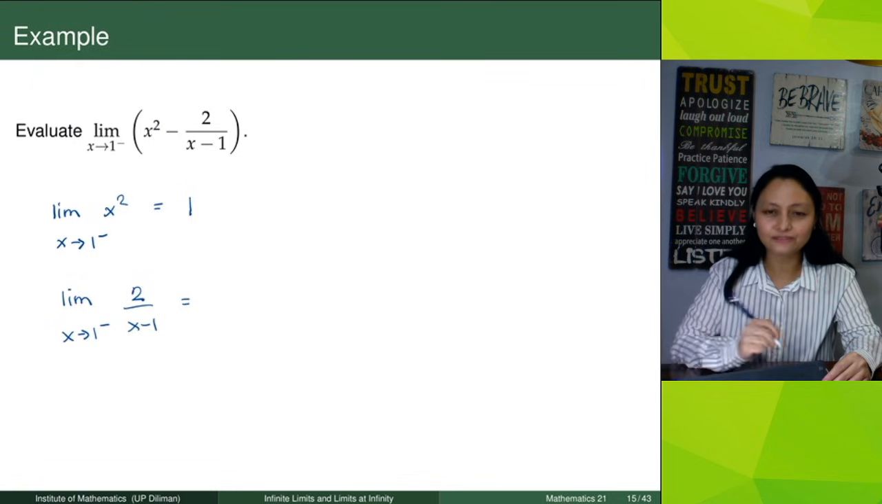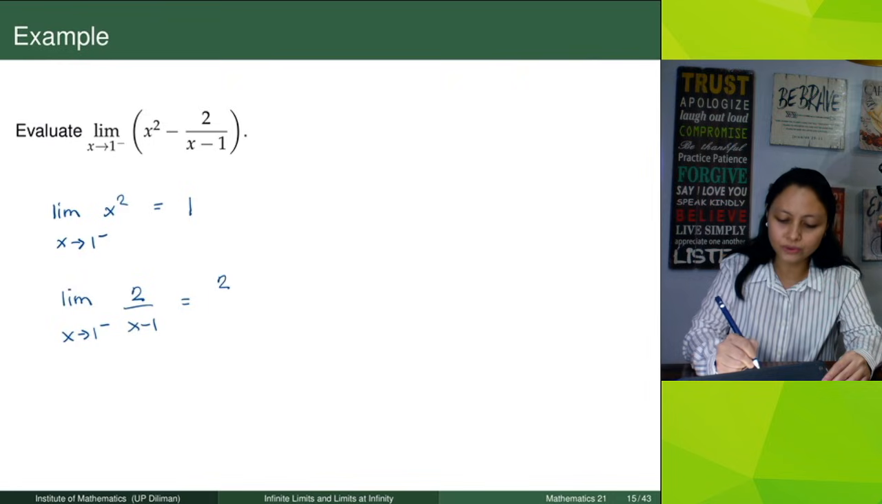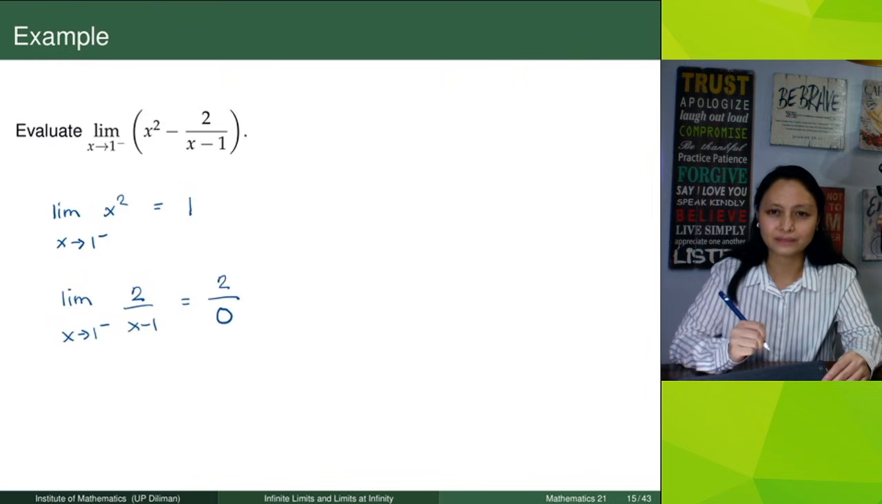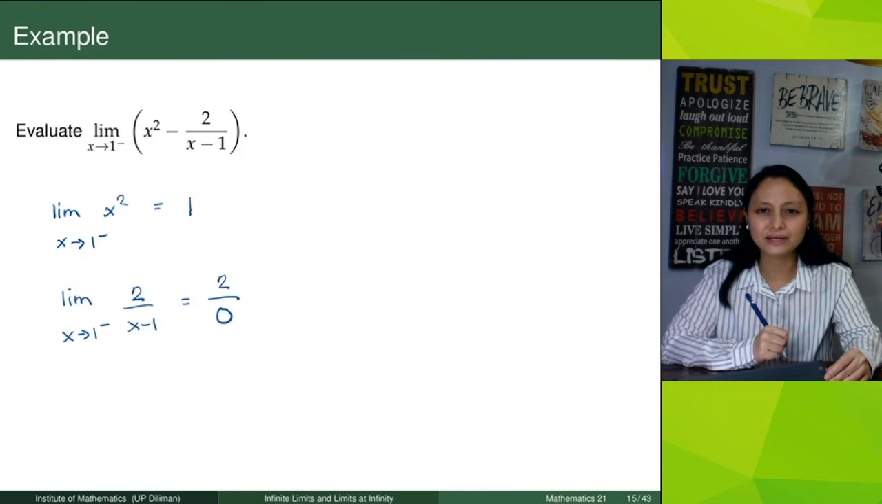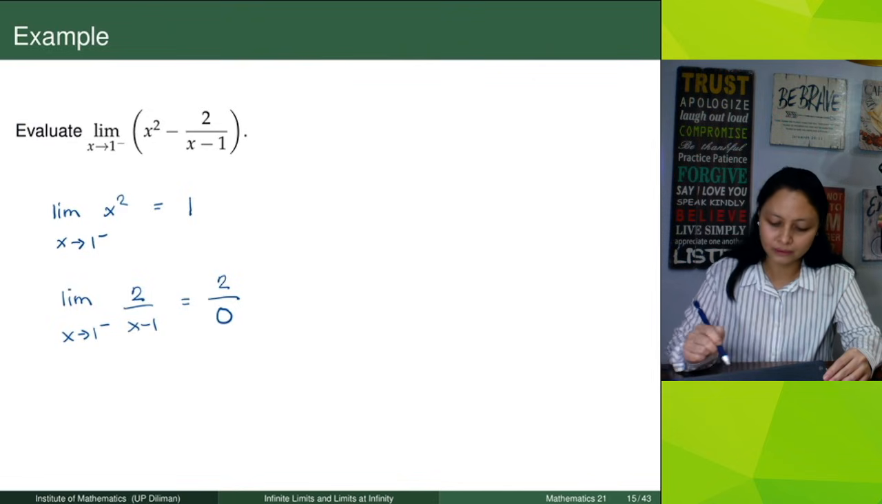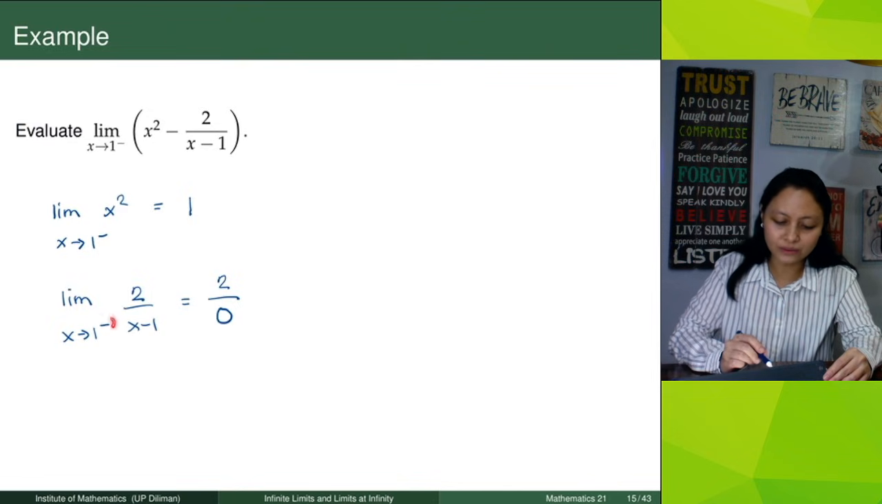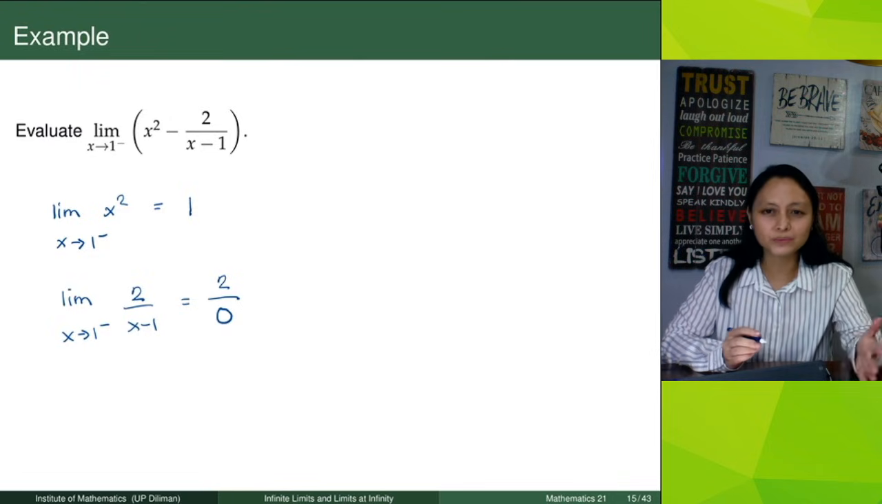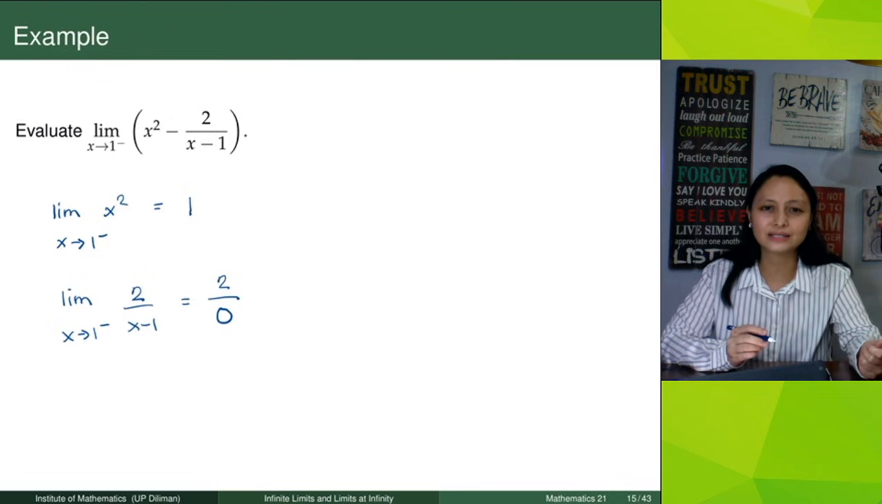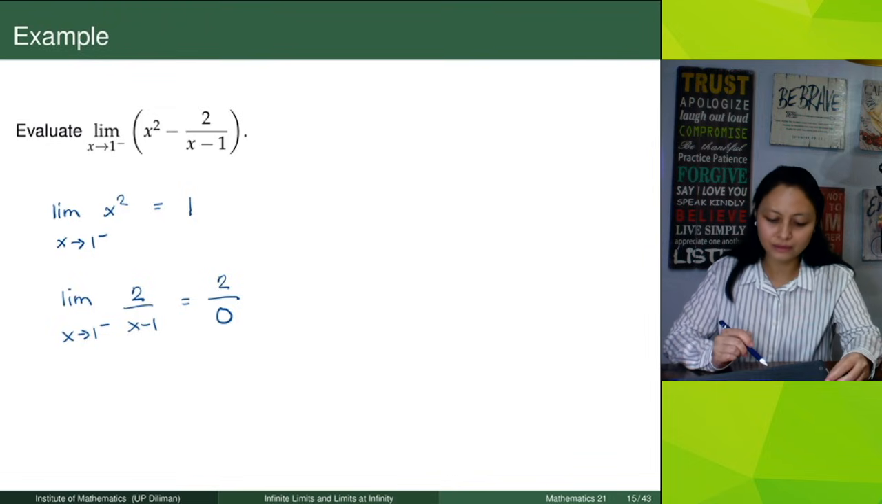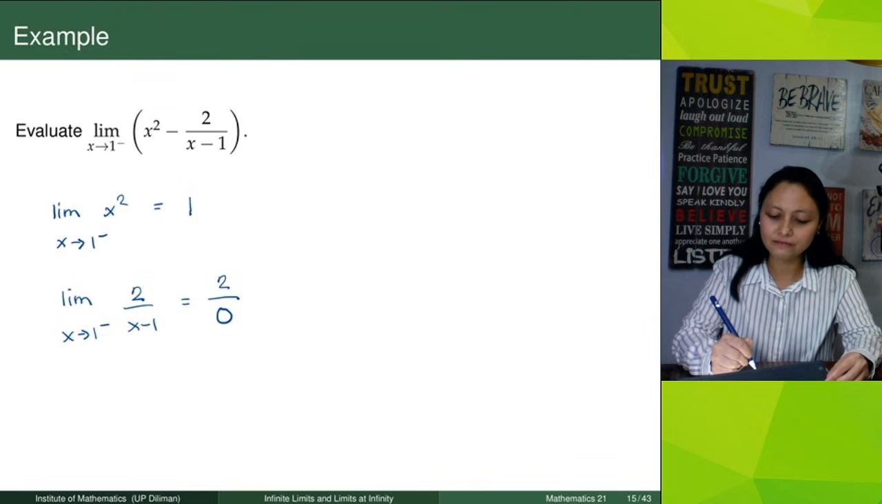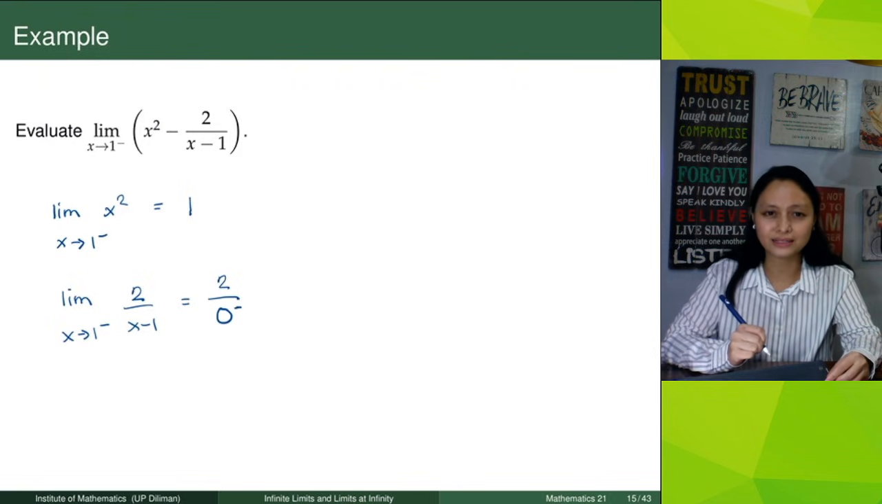Now, the limit of 2 all over x minus 1 as x approaches 1 from the left, you have 2 all over 0. Okay, so since 0 yung denominator, kailangan nating malaman how you are approaching 0. You're approaching 1 from the left, through values less than 1, say 0.9. So pag less than 1 to, then you subtract 1, what you get as a difference is a negative value. Agree?